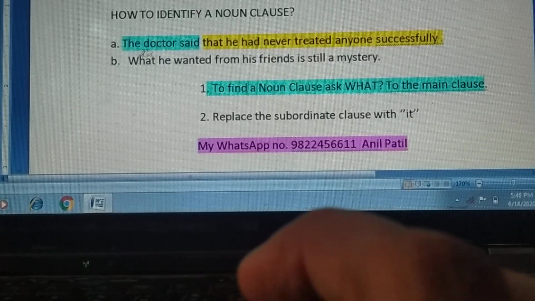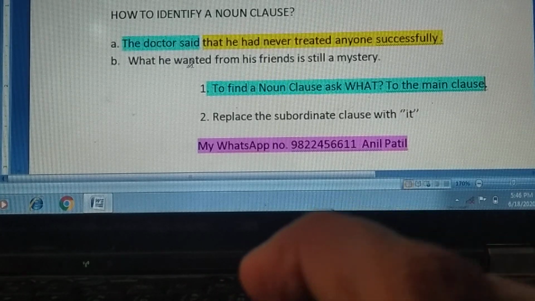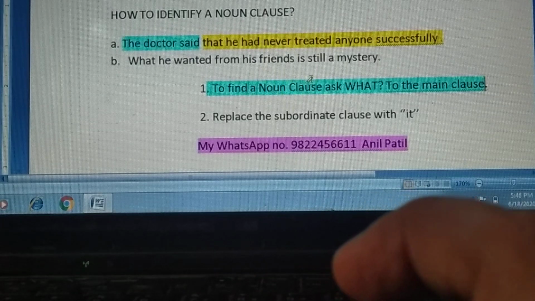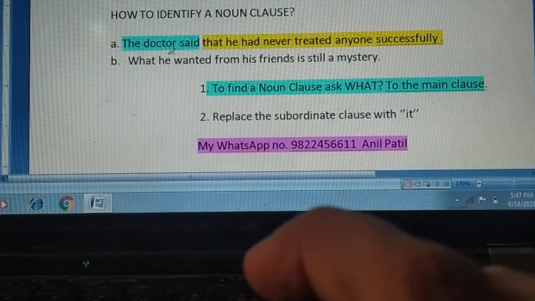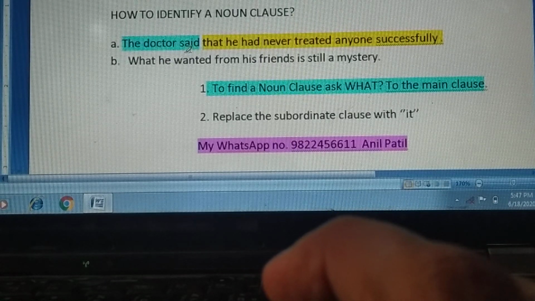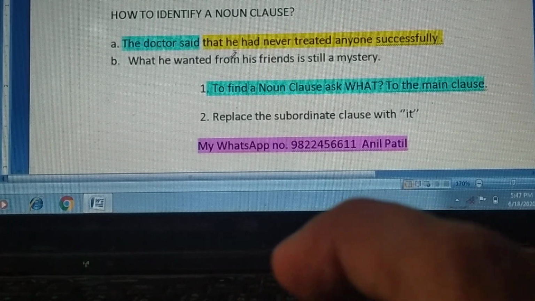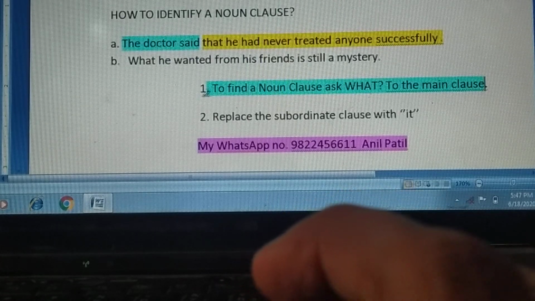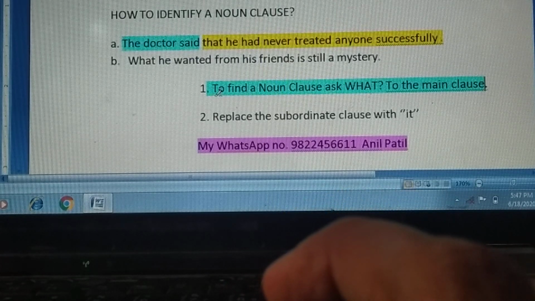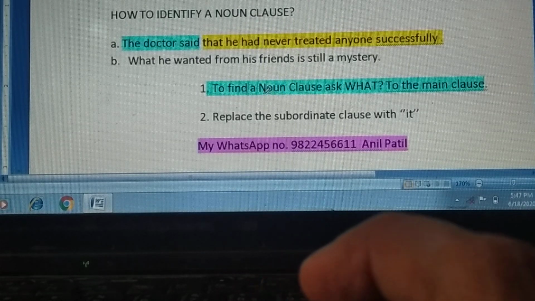Now we know this is the main clause: the doctor said. So let's see. The doctor said what? The answer should be the subordinate clause. The doctor said what? The answer is that he had never treated anyone successfully. So this is the method. If you want a shortcut, there is a shortcut for that also.